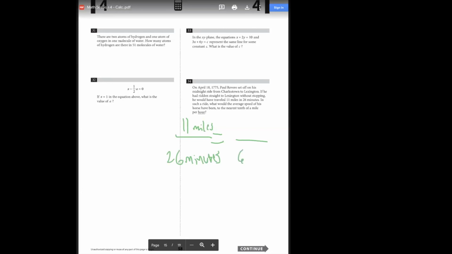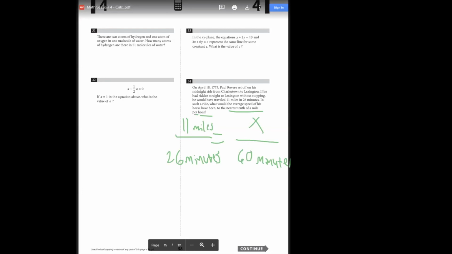So 60 minutes would be the hour that we're looking for. And the miles they travel would be what we're missing, because we're trying to figure out his average speed for 60 minutes, which would be 1 hour. Because it's saying average speed of his horse to the nearest tenth per hour.